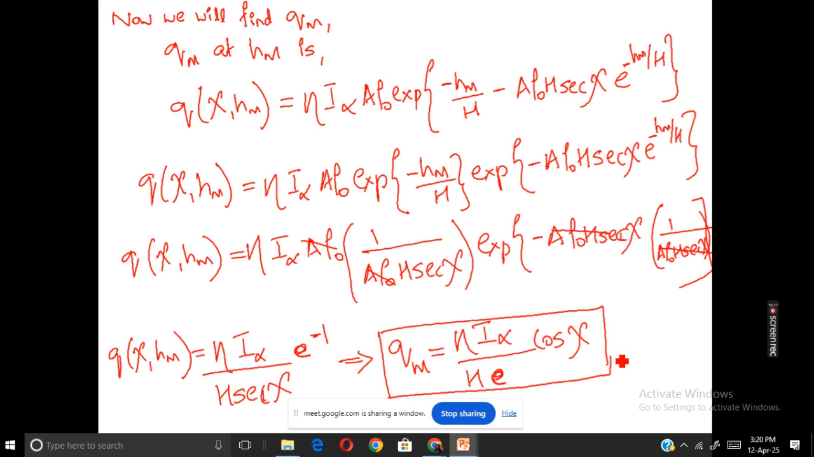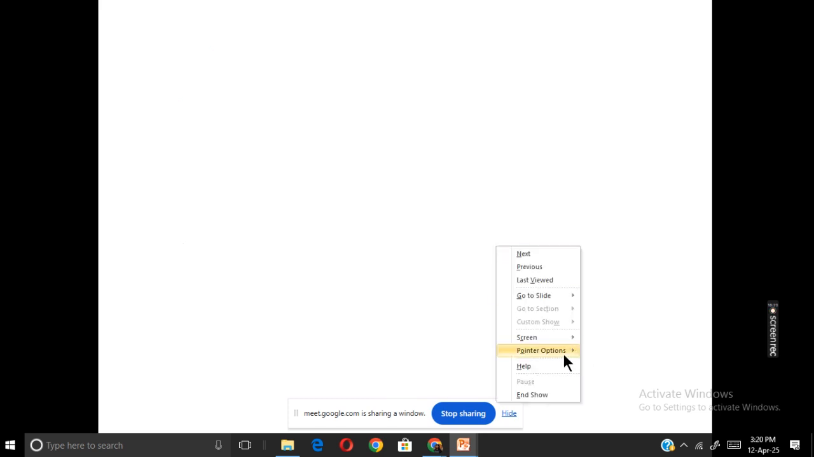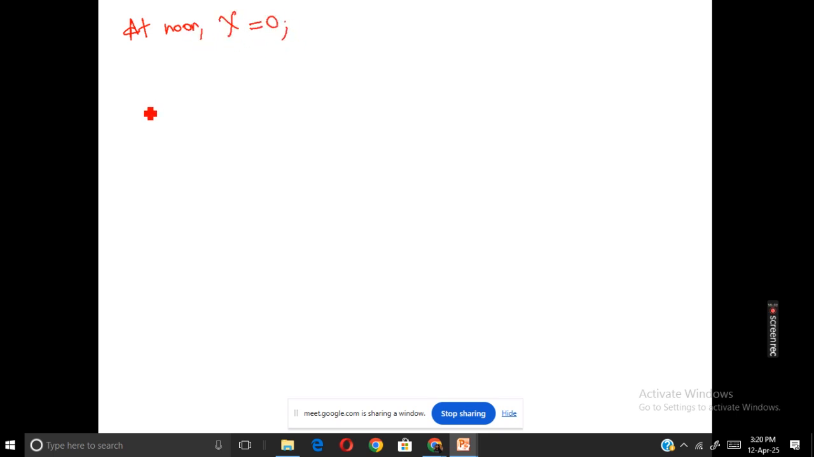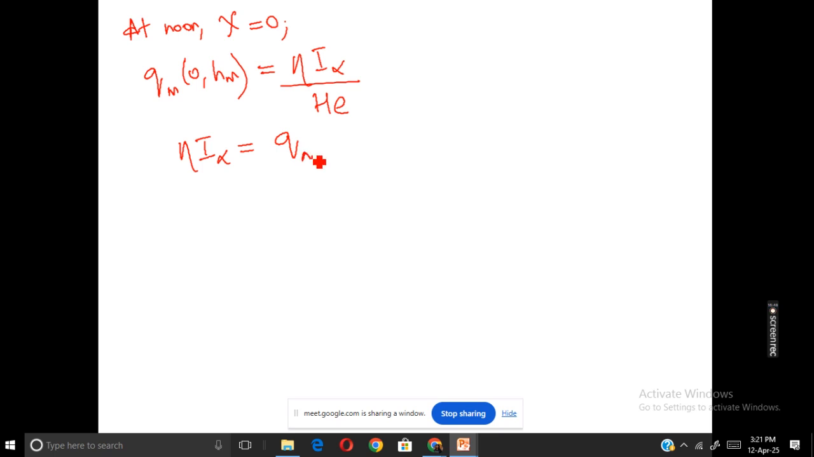So here again at noon time, when chi is equal to 0, the equation will reduce to Qm0, and the zenith angle and high tension is given by eta I infinity by h e, or we can write eta I infinity is equal to Qm at zero zenith angle into h e. So this is another relation.